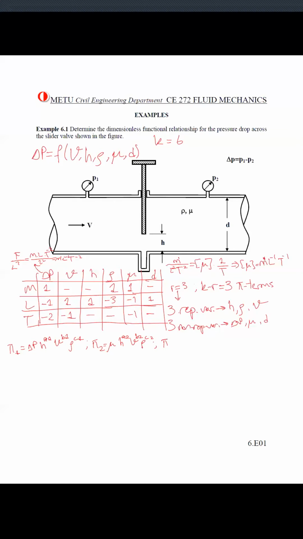And the third pi term will be D times H to the A3, V to the B3, and rho to the C3. In this one, we have D and H together, so that without doing any computation, we can say that pi 3 will be equal to D over H.